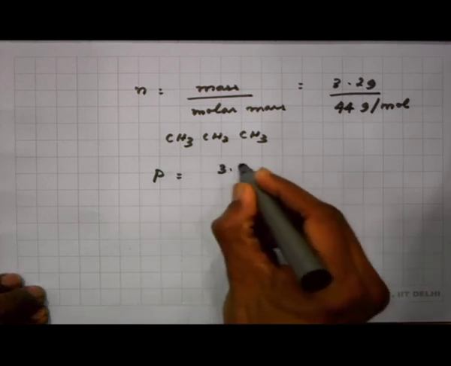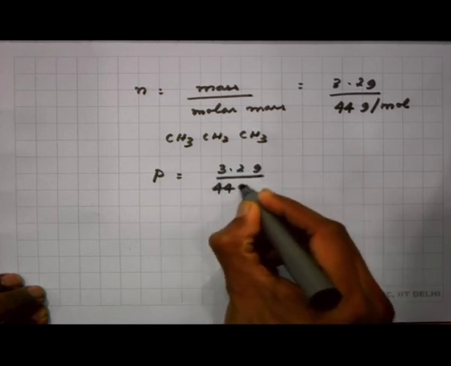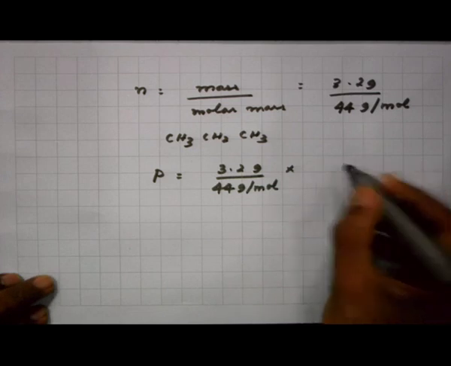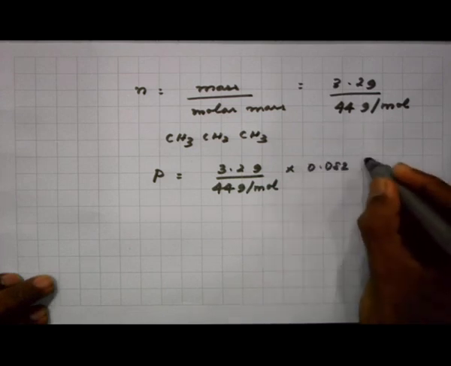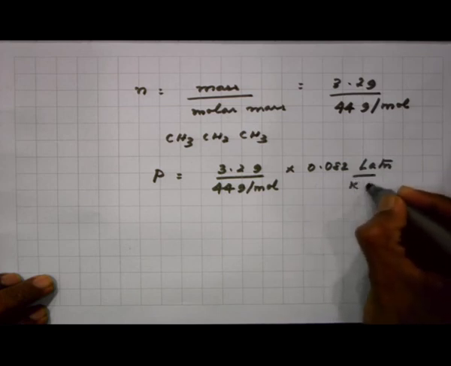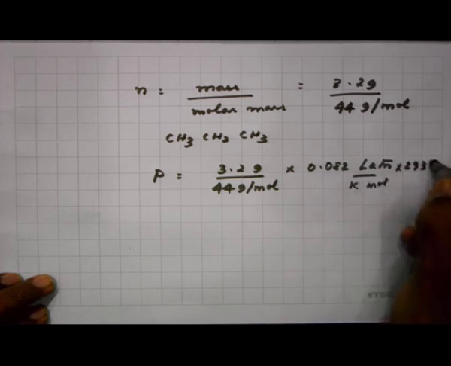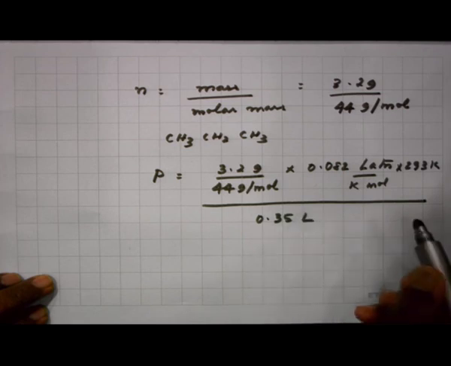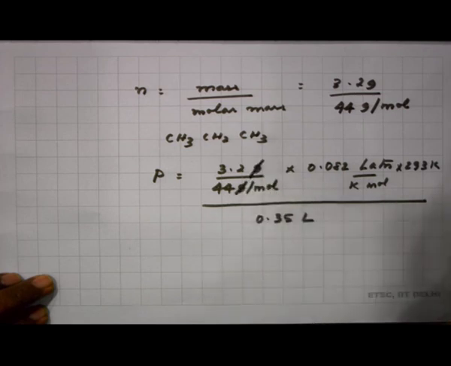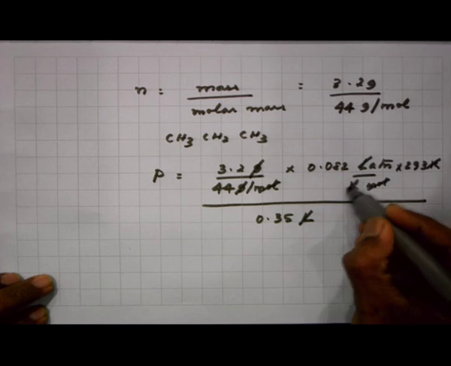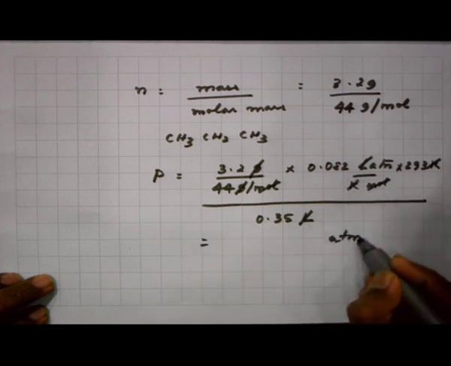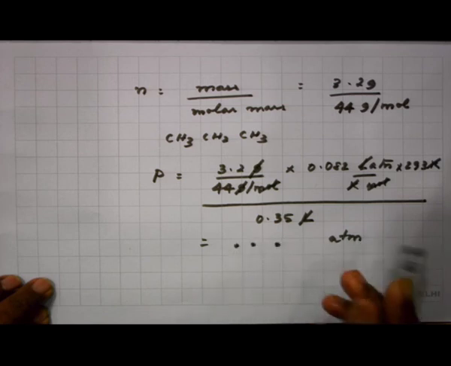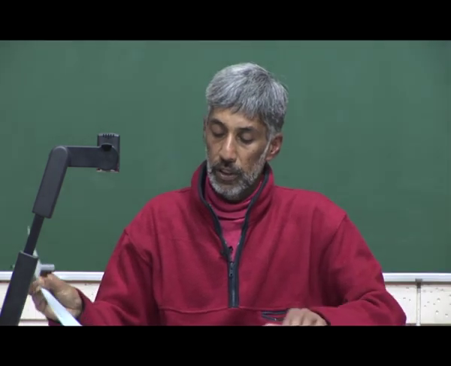So, 3.2 grams over 44 grams per mole times 0.082 liter atmosphere per Kelvin per mole times 293 Kelvin divided by 0.35 liters. So, this goes, this goes, and this goes, and that should give you your result for the pressure in atmospheres. So, that is a straightforward implementation of the ideal gas equation of state.